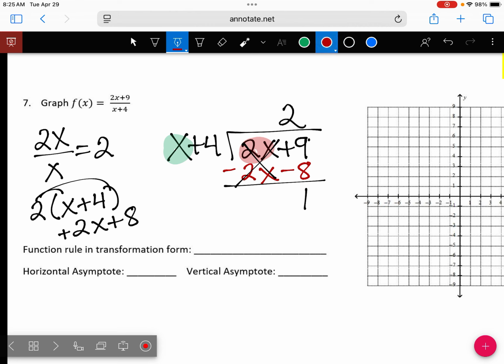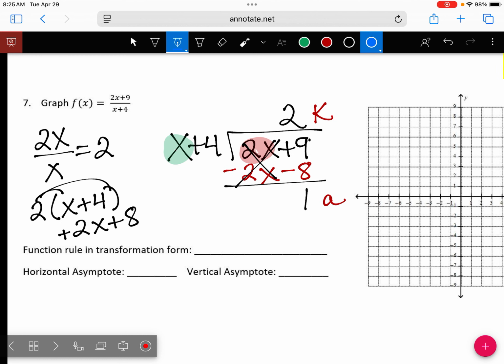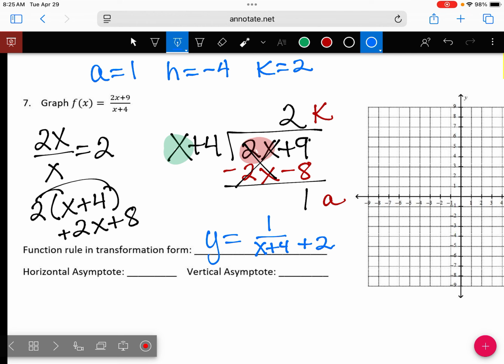Whatever number is at the bottom, that's A. The number we put on top, that's K. So let's write our equation. It would be y equals 1 over x plus 4, plus 2. So A is 1, H is negative 4, and K is positive 2. So we're going to write our equations. This will be y equals 2, and this is x equals negative 4.